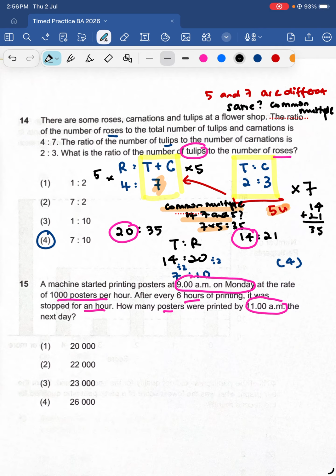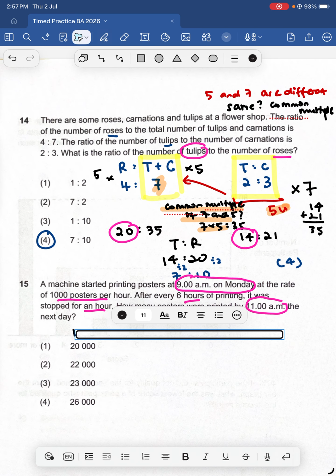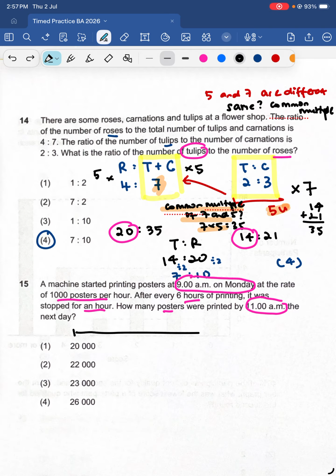For you to be very clear, how many hours is printed? How many hours the machine is printing? How long is the break? So let's start with a long timeline. Let me show you the timeline. Let's say you start at 9 a.m. I'm using 24 hours so that you're not confused.